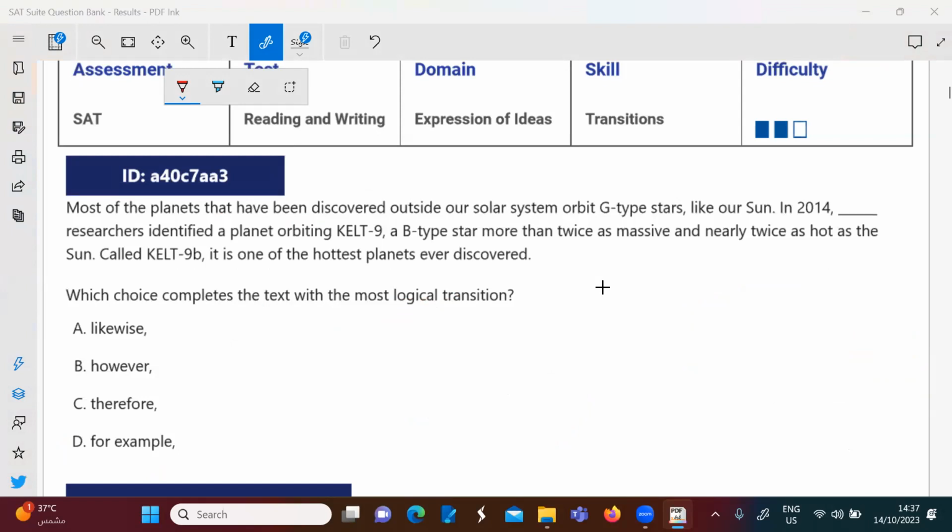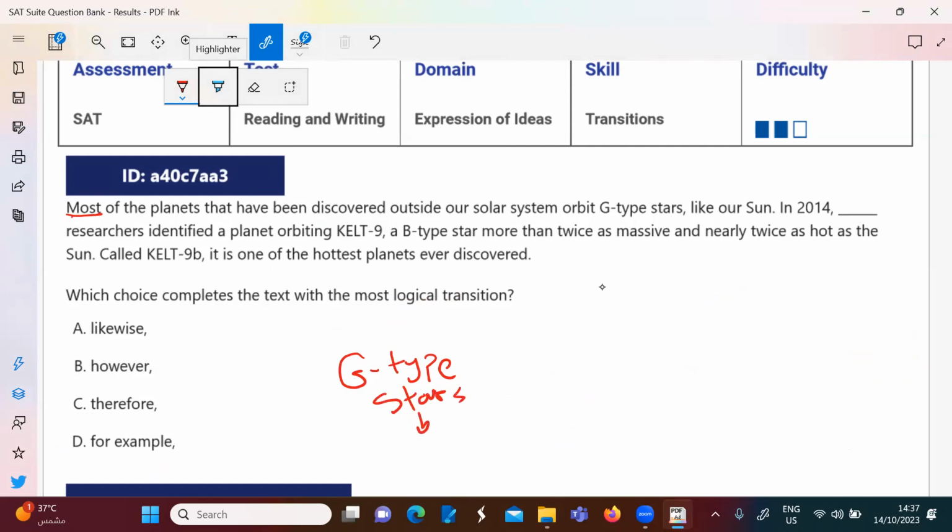Let's move to the second question. Most of the planets that have been discovered outside our solar system orbit G-type stars like our sun. So we have here G-type stars like the sun, the planets outside our solar system. This is the first sentence.